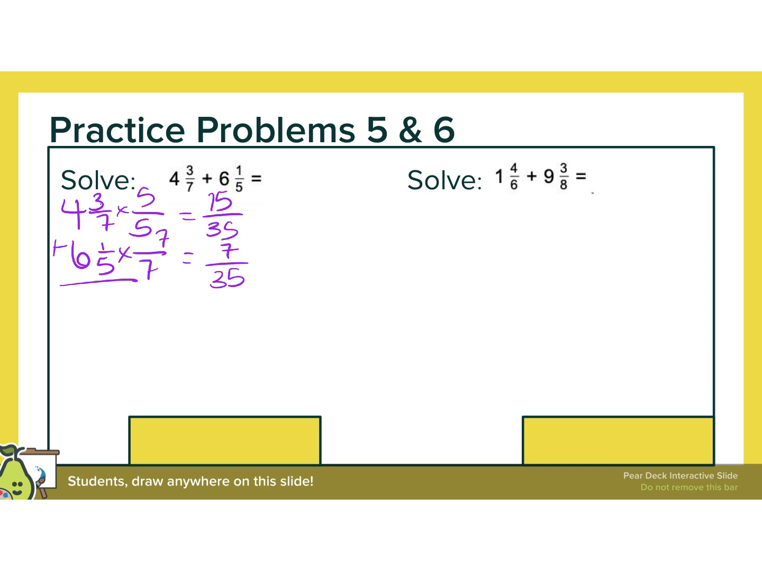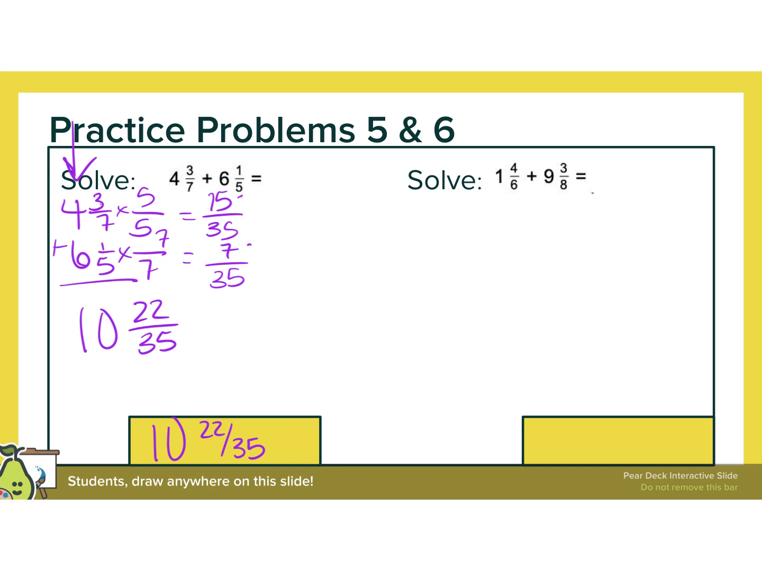Now I can add my fractions. 15 plus 7 is 22. Add my whole numbers. 4 plus 6 is 10. And that's my final answer. So this was an easy one. 10 and 22 over 35. Remember, you're going to type 10 space 22/35 for your exit ticket.